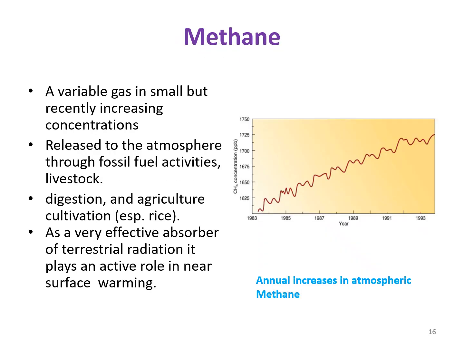Coming to methane gas. Methane is considered a variable gas in the Earth's atmosphere. This means its concentration can change based on location and time due to factors like human activities and natural processes. A variable gas in small but recently increasing concentrations, it is released into the atmosphere through fossil fuel activities, livestock digestion, and agriculture cultivation, especially rice. It is a very effective absorber of terrestrial radiation, and it plays an active role in near surface warming.